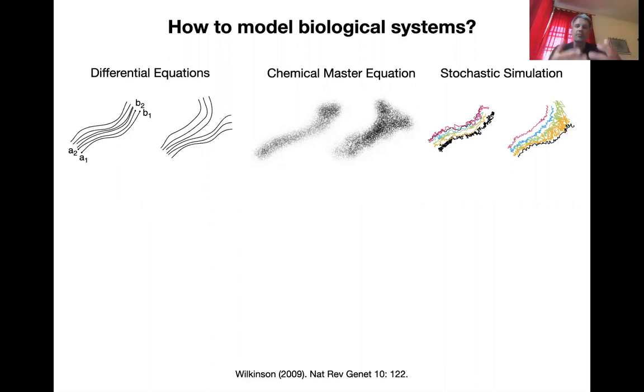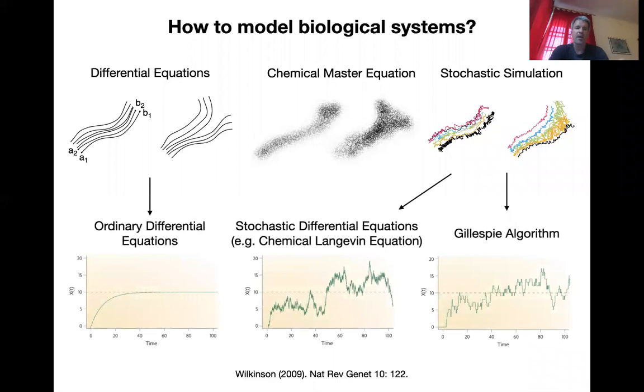But in this case, unfortunately, we don't know enough about the precise biochemistry of eukaryotic transcriptional regulation that we can do this. Or we can take an intermediate approach and do stochastic simulations using the Gillespie algorithm, for example. So different ways of modeling this system.